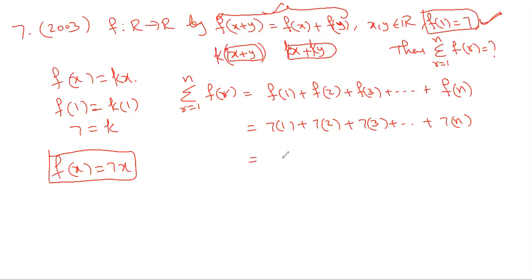Then all these 7 is common. 1 plus 2 plus 3 plus and so on plus n. We already know the formula for sum of first n natural numbers, which is n into n plus 1 by 2. So we have an option like that. That is option 3.